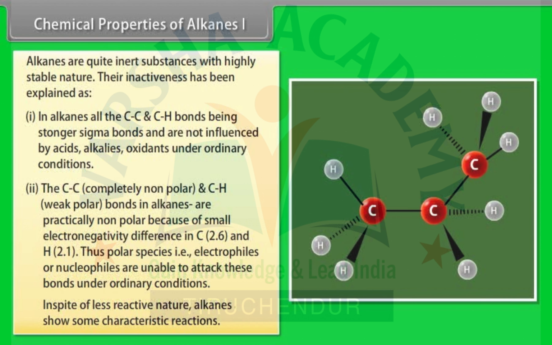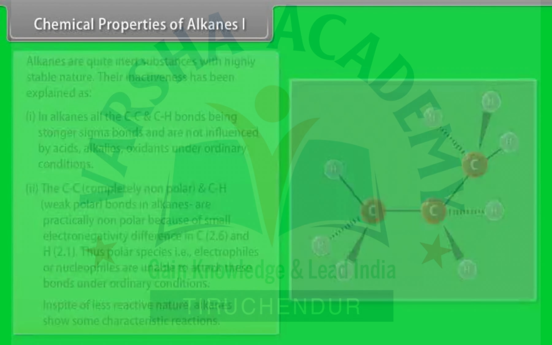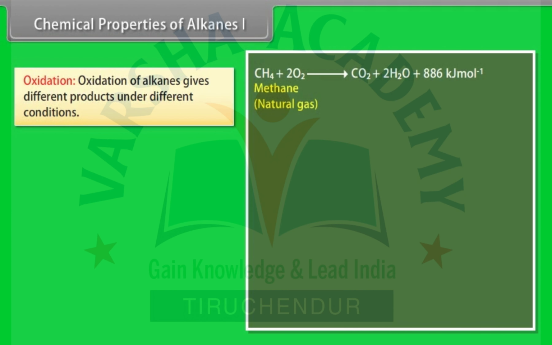In spite of their less reactive nature, alkanes show some characteristic reactions. Oxidation. Oxidation of alkanes gives different products under different conditions. Alkanes heated in the presence of air or dioxygen are completely oxidized to carbon dioxide and water, with the evolution of a large amount of heat.